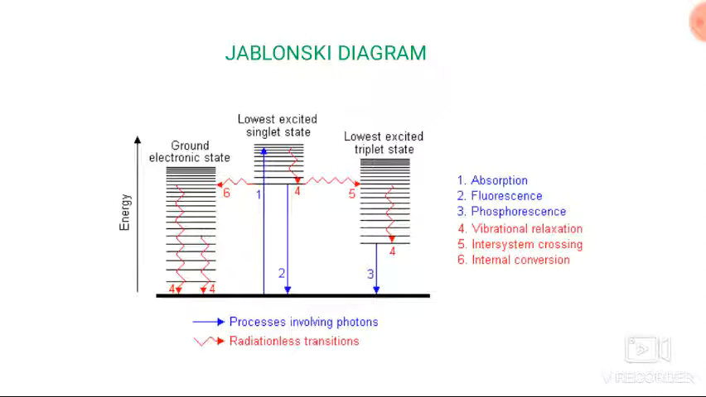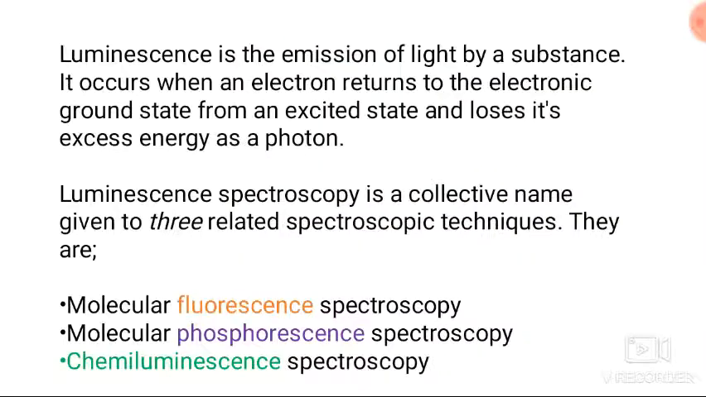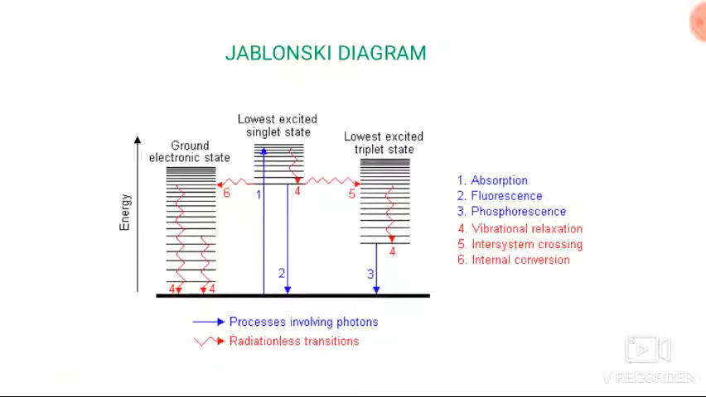In luminescence spectra, not only these 2 processes, but one more is there, that is chemiluminescence. What do we mean by chemiluminescence? It is again an electronic transition that occurs during a chemical process. So as already said, luminescence spectroscopy is a collective name for all these 3 phenomena. Thank you.